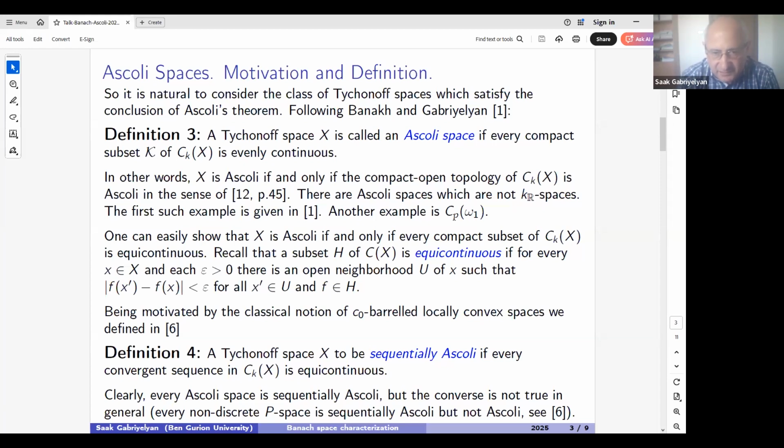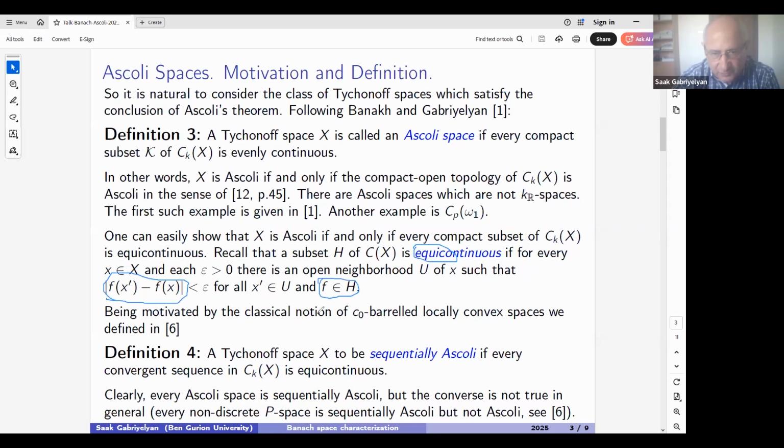One can easily show that X is Ascoli if and only if every compact subset of CKX is equicontinuous. This means that for every x from the space X and each epsilon bigger than 0, there is an open neighborhood U of x such that the difference is less than epsilon for all points x from the neighborhood U and for any f. This means that equicontinuity is exactly that this difference does not depend on elements f of the subset H. This is exactly equicontinuous.